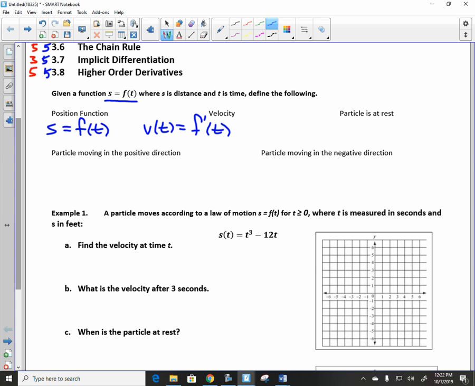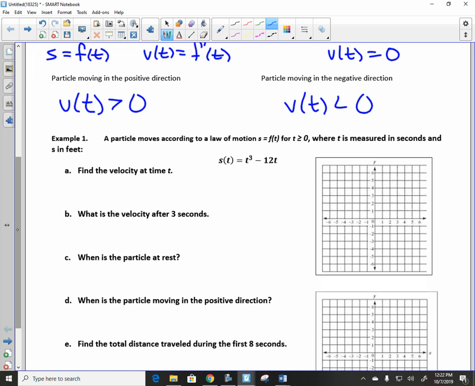Can somebody tell me something about the velocity when the particle is at rest? Yes, the velocity is 0. The particle is at rest when v of t is equal to 0. We say that the particle is moving in the positive direction when v of t is greater than 0, and in the negative direction when v of t is less than 0. So when the velocity is positive, it's moving to the right. When the velocity is negative, it's moving to the left. These are the definitions that we will then use to accomplish these next couple problems.